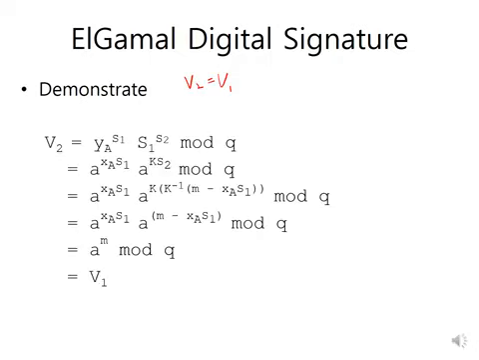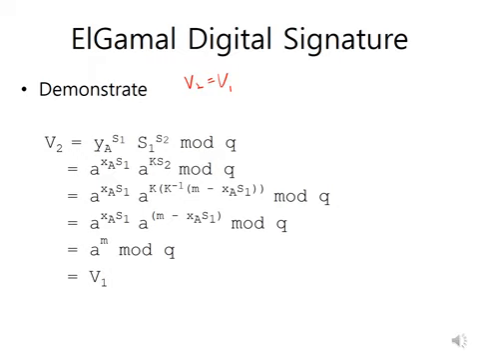In order to prove the correctness of the ElGamal digital signature algorithm, we need to demonstrate why V2 would be equal to V1 in the verification procedure. Now let's see the specific procedures to demonstrate it. So this is a procedure to compute V2 and compare it with V1 finally.